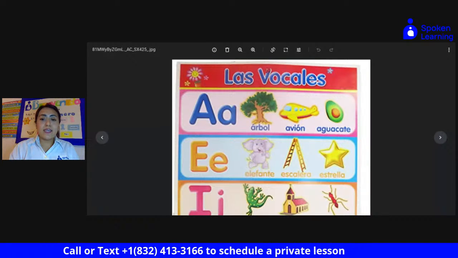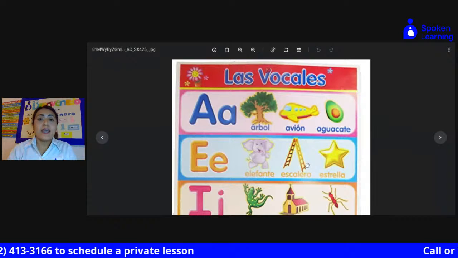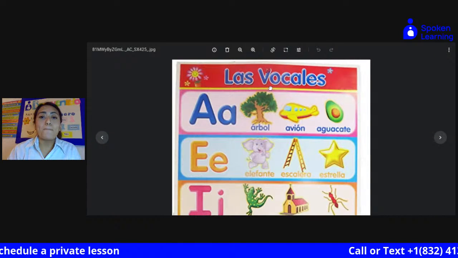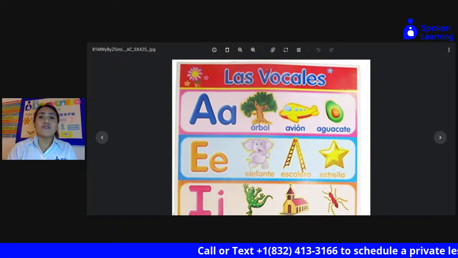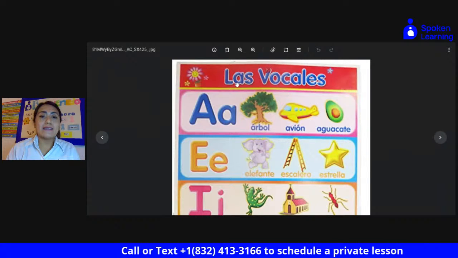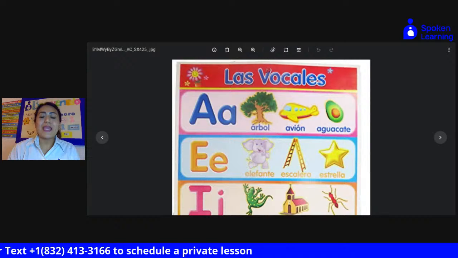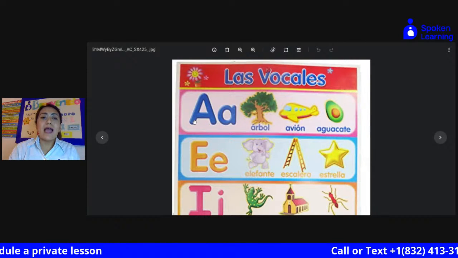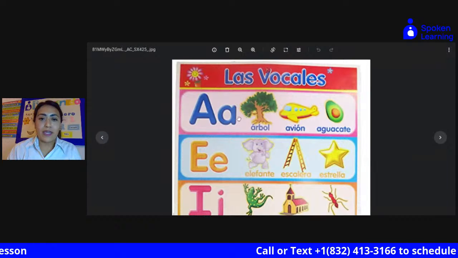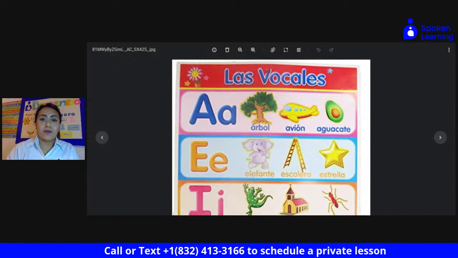As you can see in the picture, we have the vowels. Las vocales. Okay? Repeat after me. Las vocales. Perfect. We are going to start with the vowel A. Okay? A. All right?